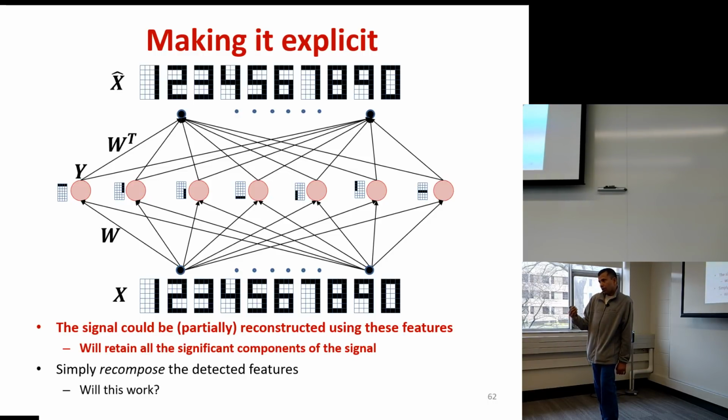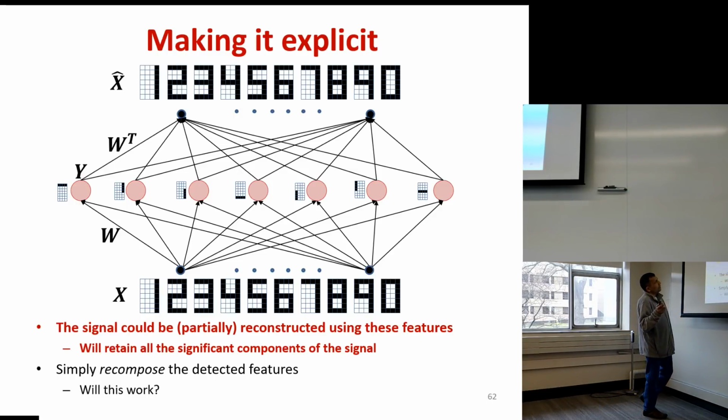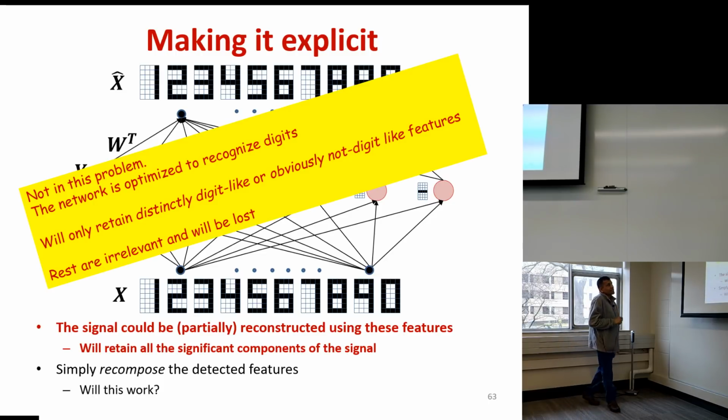No, because really the network is optimized to recognize digits in this case. So it's only going to learn to detect obviously digit-like or obviously not digit-like features. And so anything that you reconstruct from these detectors is going to look like maybe a cleaned up version of the input, where it retains only the clearly digit-like or the clearly non-digit-like features of the input, right?